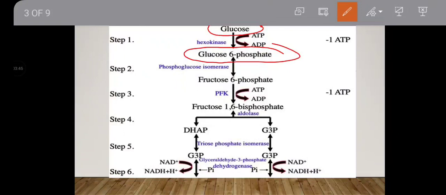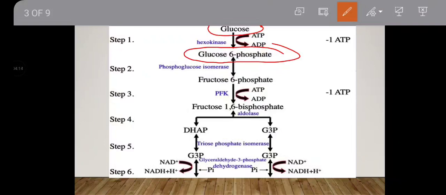Then step 2 is just an isomerization in which glucose 6-phosphate is converted to fructose 6-phosphate. This reaction is catalyzed by what? Phosphoglucose isomerase, and as you can see, this is a reversible reaction. It's just a rearrangement of what? The carbon atoms of the molecule.